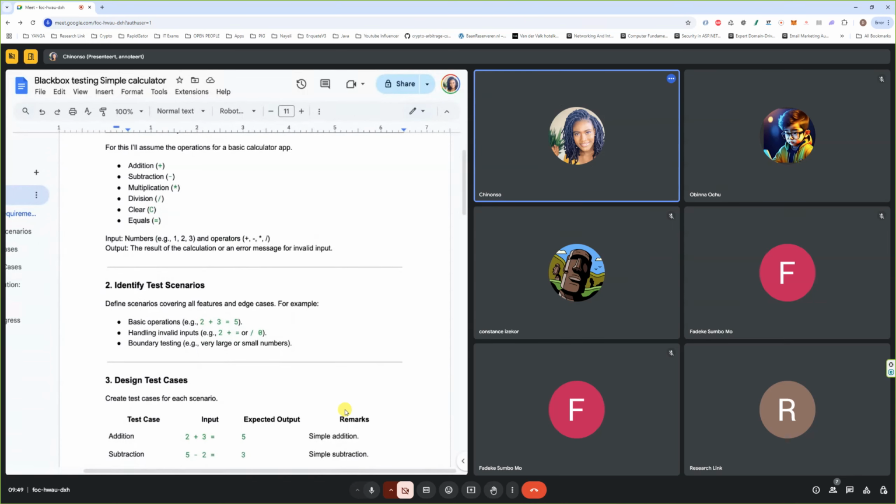Although we're not given the requirements for this testing, I just assumed the requirements to be those for a basic calculator, which is to add, subtract, multiply, divide, and equal to.